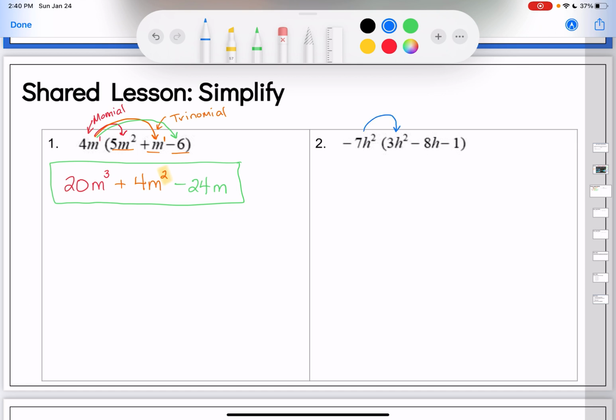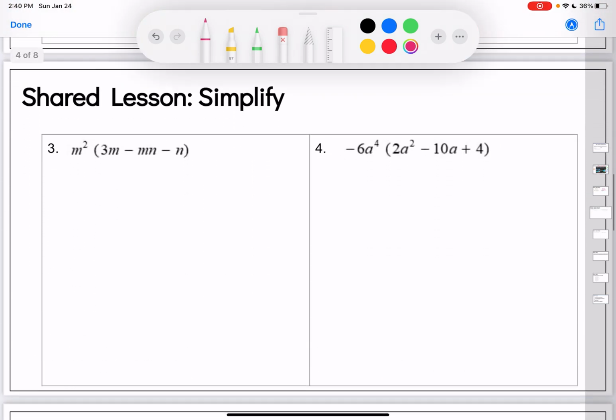Negative 7h squared times 3h squared. Negative 21h to the 4th, right? Add those exponents. Then I have negative 7h squared times negative 8h to the 1st. Negative 7 times negative 8 is positive 56. H to the 2nd times h to the 1st is h to the 3rd. Add those exponents. And then distributing my 1 last time, negative 7h squared times negative 1, negative 7 times negative 1, positive 7h squared. 432, already written in standard form, good to go.